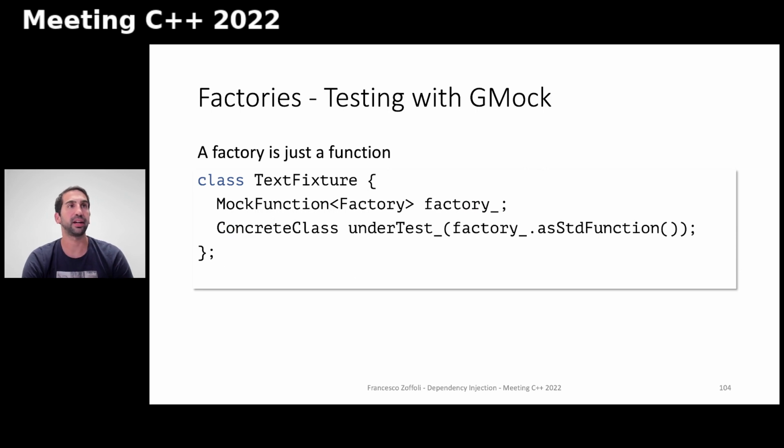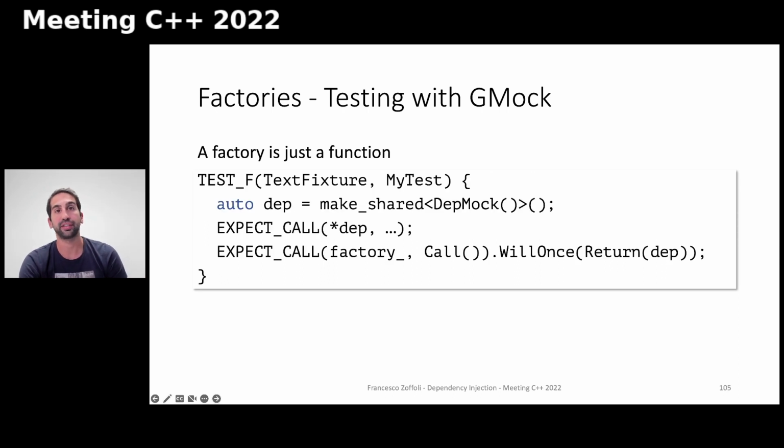The other thing, regarding testing with factories, is that you can create a mock function and just return the std function to the factory, and then in your test you can set the expectation on the factory separately, so that you can control externally what this factory is going to return, even if it's been passed already into the dependency.